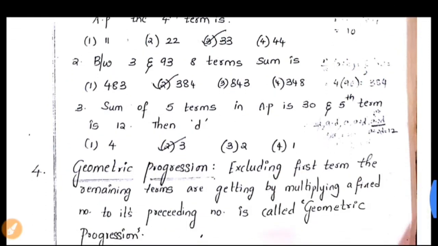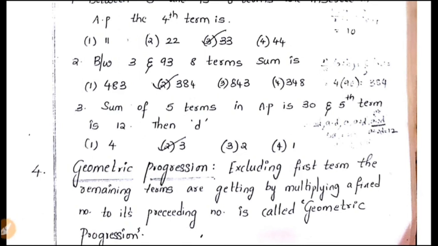The sum of 5 terms in AP is 30. The fifth term is 12. Then find D. Sum of 5 terms in AP is 30 means S5 is equal to n by 2 into (2A plus (n minus 1) into D). The fifth term is 12. Then D is equal to?